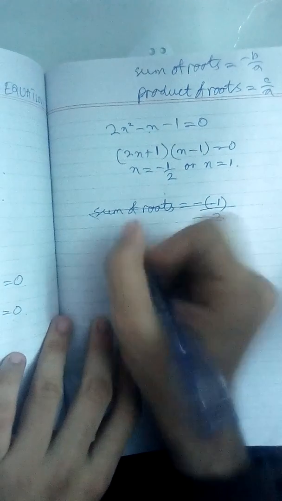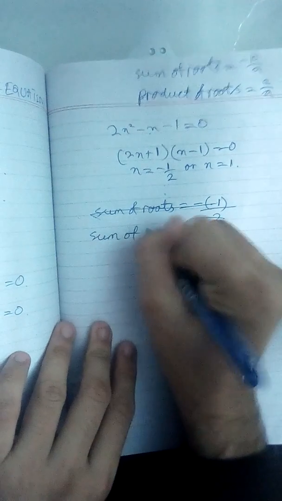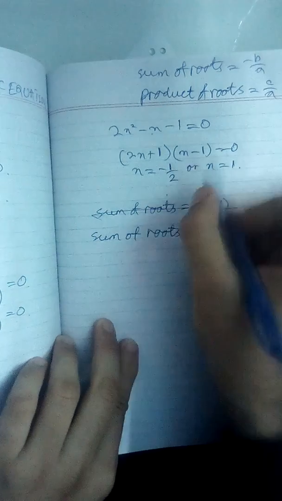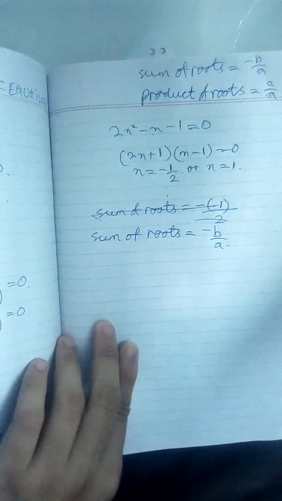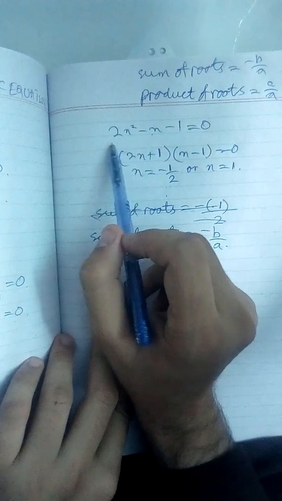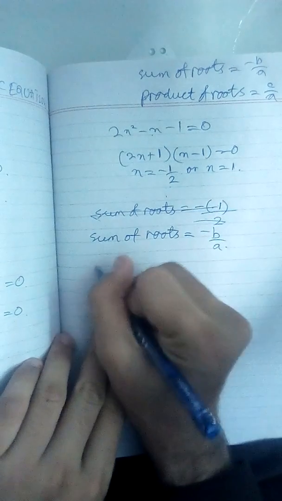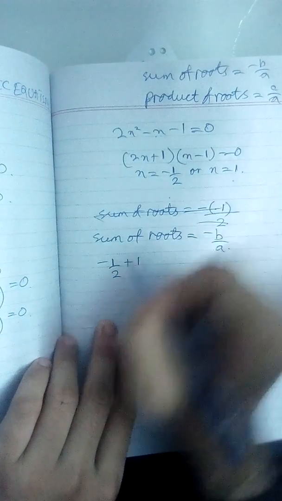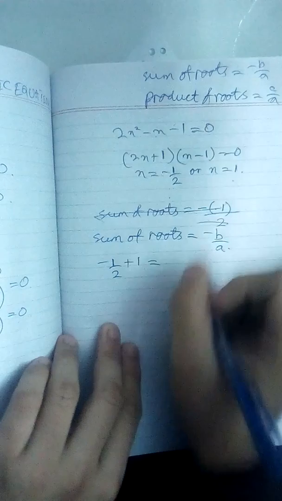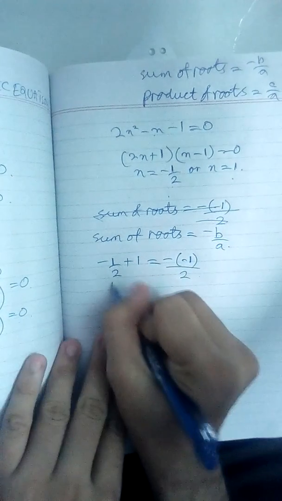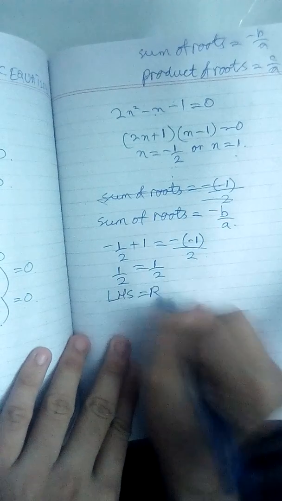Now let me make it clear. I am cutting it in order to simplify the solution. I would be simplifying it in a more clear way. So the sum of roots is equal to minus b over a. So we have b equals minus 1 and a equals 2. So the sum of roots that are minus 1 over 2 plus 1, they would go in the left hand side, and in the right hand side we would have minus b over a, which is 1 over 2. So 1 over 2 is equal to 1 over 2, left hand side equals right hand side.